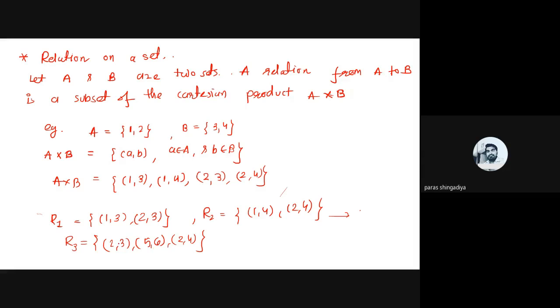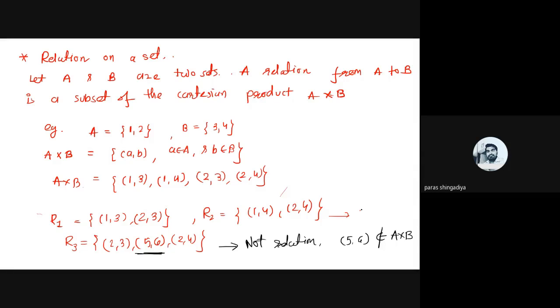But now check this R3. The entry (5, 6) is not a part of A cross B. So here we cannot say R3 is a subset of A cross B. Therefore R3 is not a relation. Why is it not a relation? Because the entry (5, 6) does not belong to A cross B.